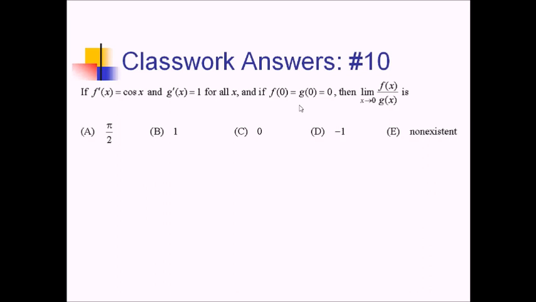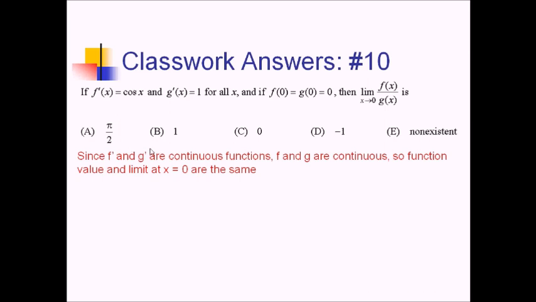We can't assume that a function that we know nothing else about has limit values and function values that are the same thing. We know that these can be different things. So an additional hint they gave us here is that f prime is cosine, which is a continuous function, and g prime is 1, which is also a continuous function. Since f prime and g prime are continuous functions, that means that f and g are differentiable, and if they're differentiable, that means that f and g are both going to be continuous.